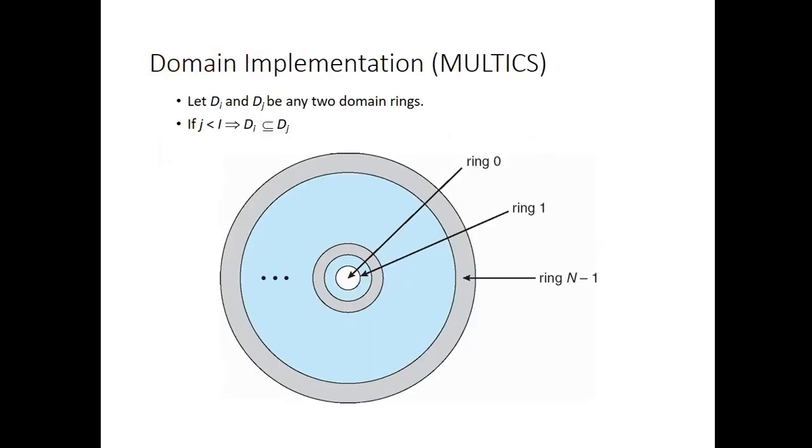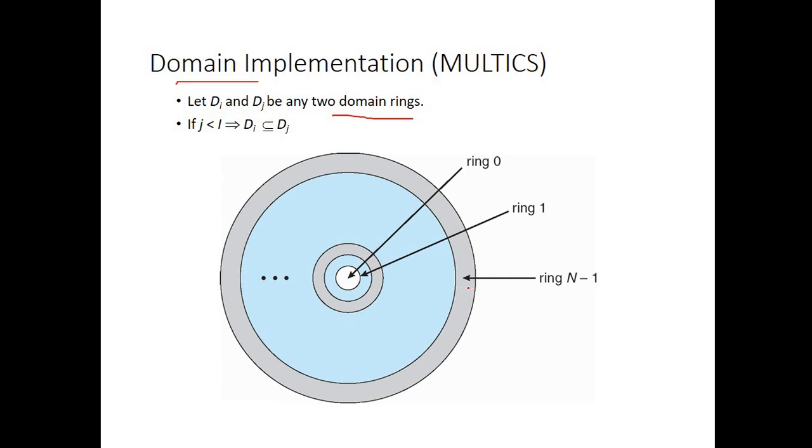The operating system MULTICS implements this type of domain structure for specifying the access rights to various processes in the system. It is like a ringed model. For example, the inner ring is ring 0, then its outer ring is ring 1, likewise ring 2, ring 3. The last ring is ring n-1.